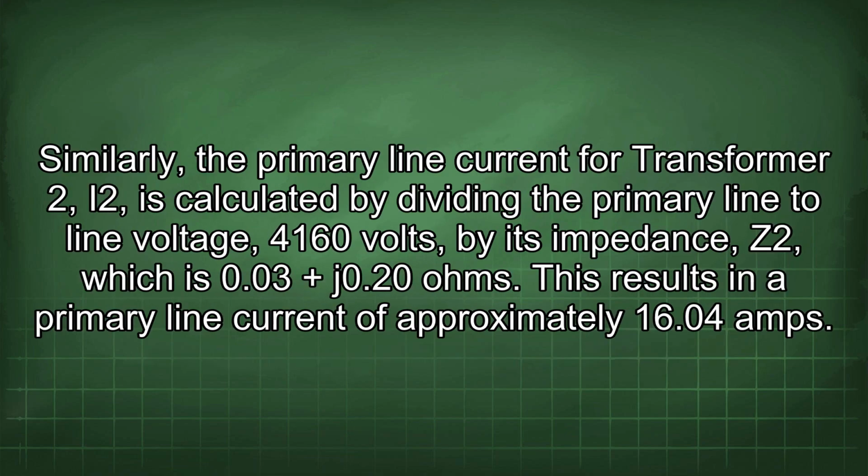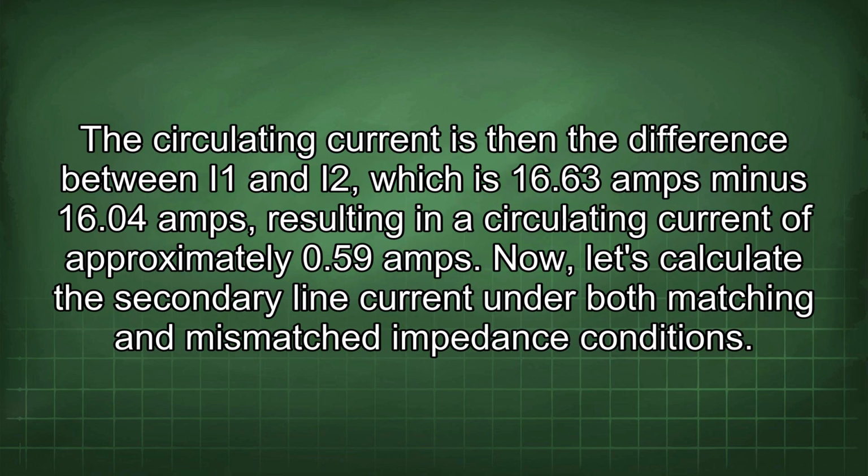Similarly, the primary line current for Transformer 2, I2, is calculated by dividing the primary line to line voltage, 4160 volts, by its impedance, Z2, which is 0.3 plus j0.20 ohms. This results in a primary line current of approximately 16.4 amps. The circulating current is then the difference between I1 and I2, which is 16.63 amps minus 16.4 amps, resulting in a circulating current of approximately 0.59 amps.